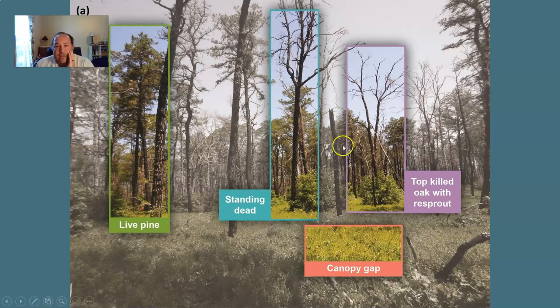So here's just kind of talking about putting that idea together too. This tree's alive, this one's dead, this one's dead, we've got a gap here. How does this affect the animals in the area? Well, this oak tree right here, this pine tree, maybe some squirrels were eating the seeds out of the pine cone sort of a thing. So the squirrel's still happy.